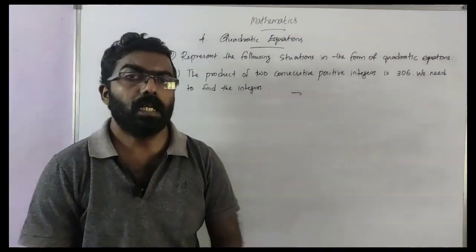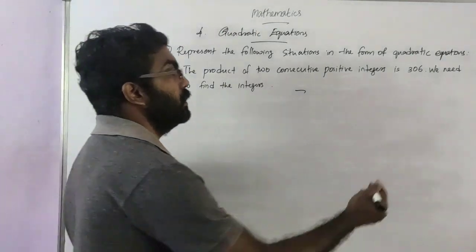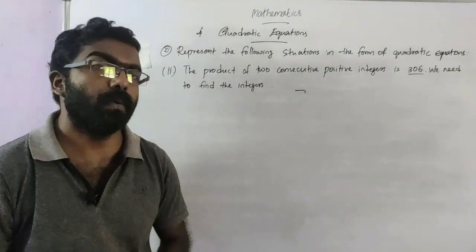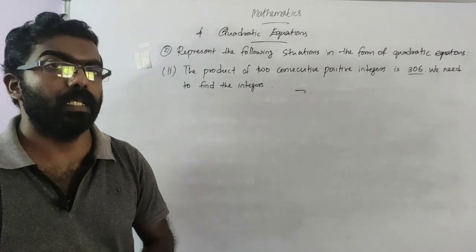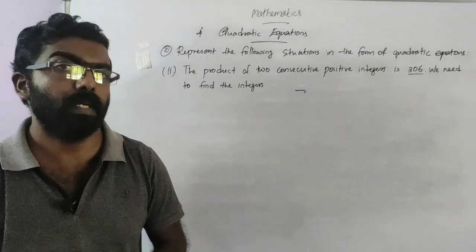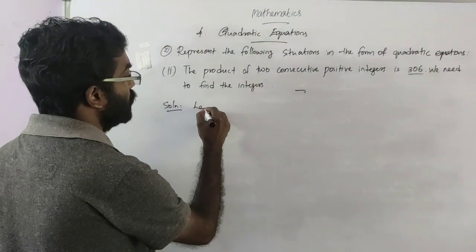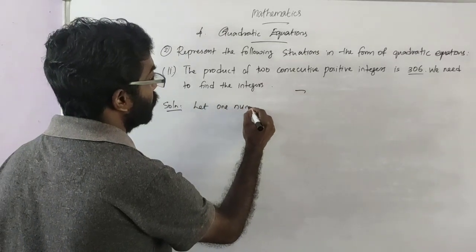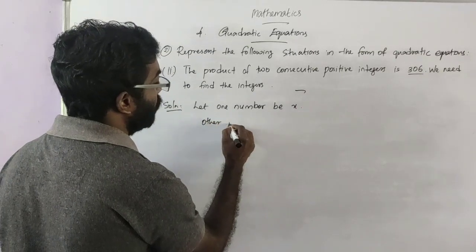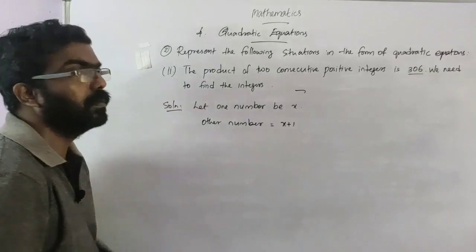Clear? Here the second one is, the product of two consecutive positive integers is 306. We need to find the integers. So consecutive integers means nearest integers. So if one is x, the other number we can take it as x plus 1. So let one number be x. Then the other number is equal to x plus 1.